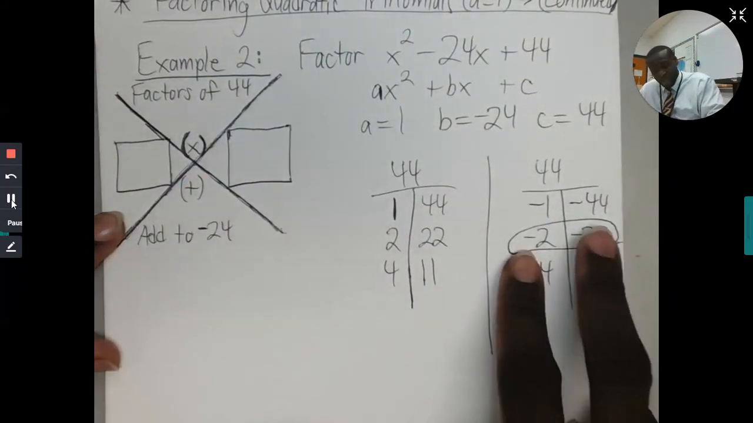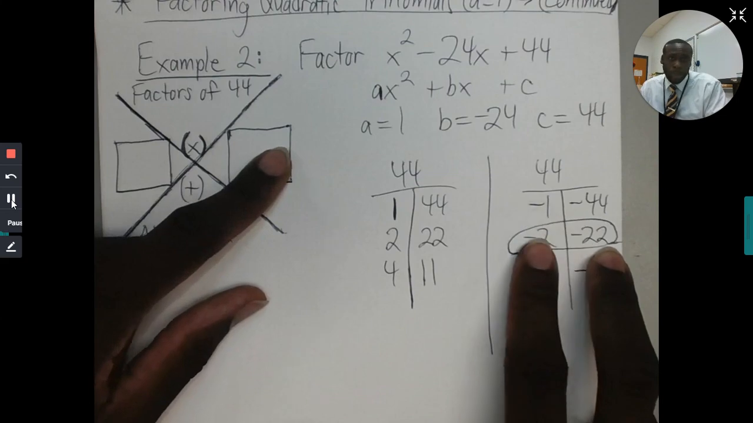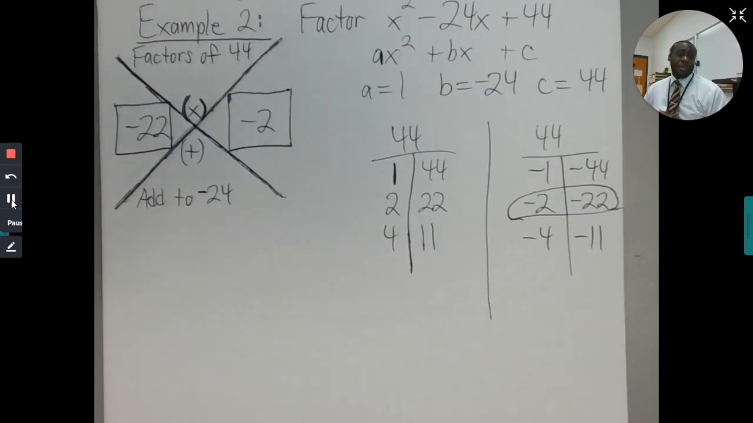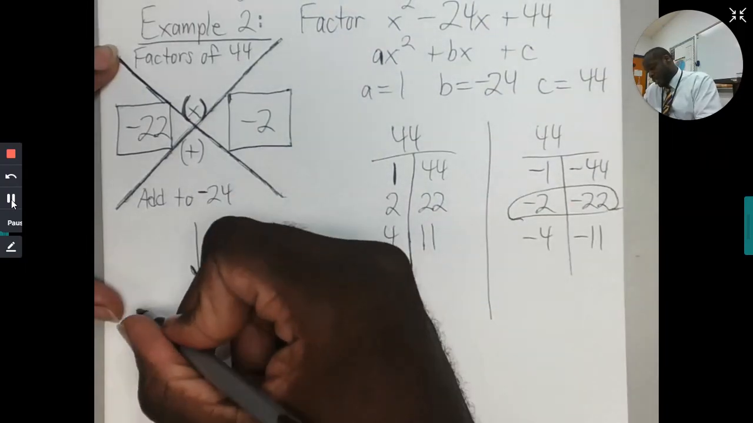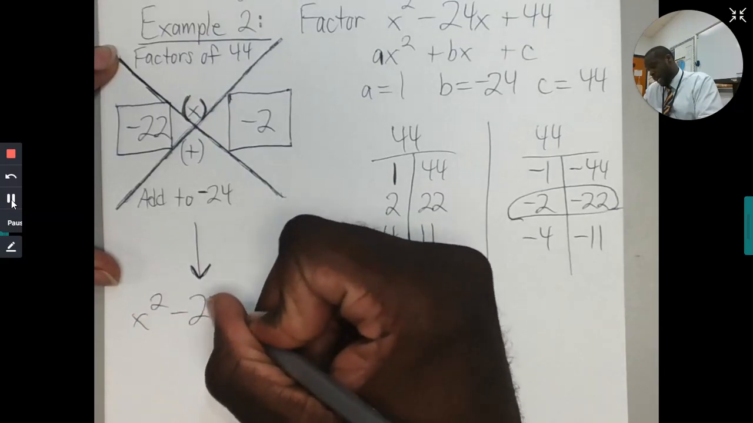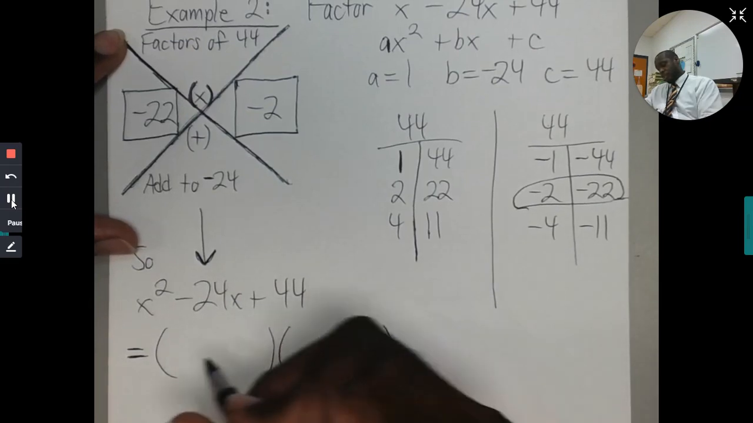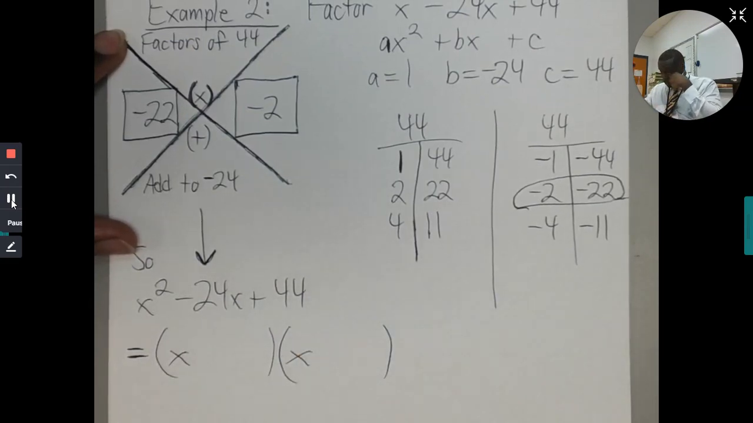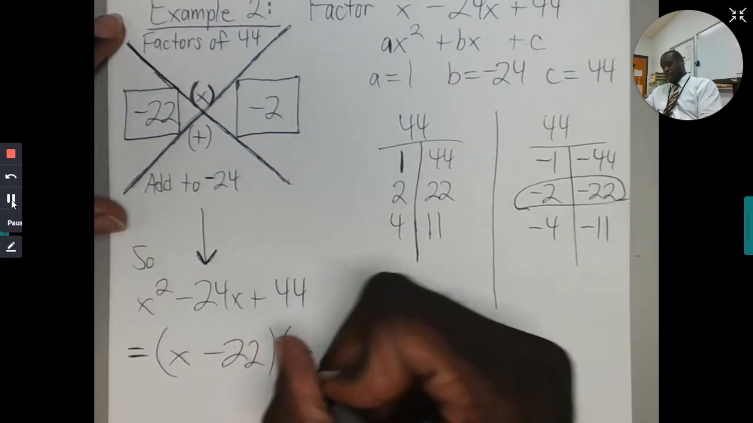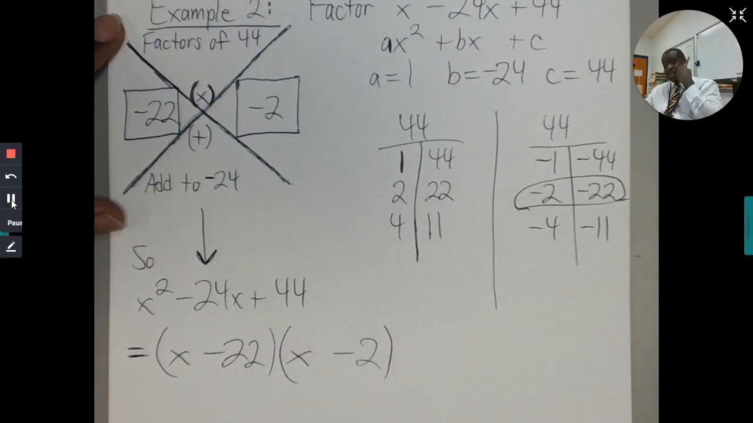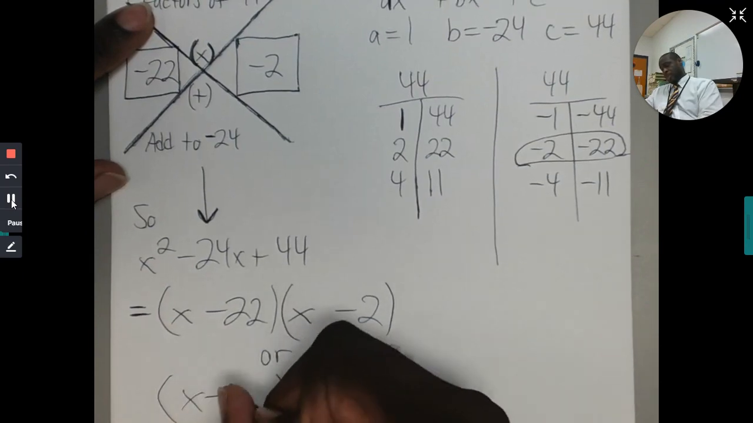Does it matter which order you put those two numbers in, whether you put the negative 2 on the left or the negative 2 on the right? No, it does not matter. Once you've got those two factors, we write out the factors of this trinomial that we had. That quadratic trinomial is equal to these two factors. You can put it in this order, or you can put it in this order. It does not matter.